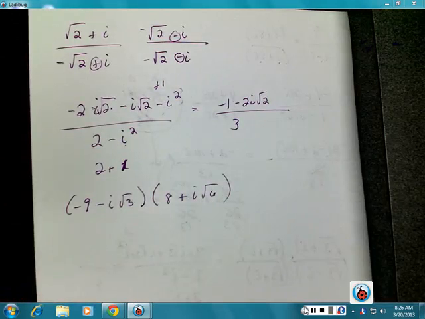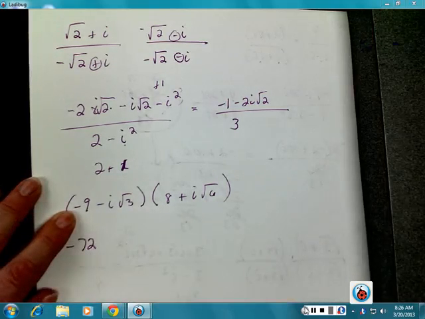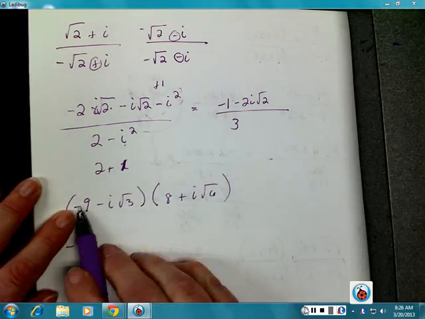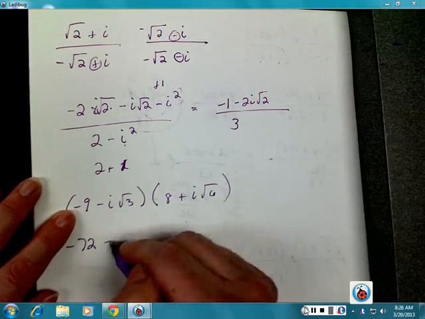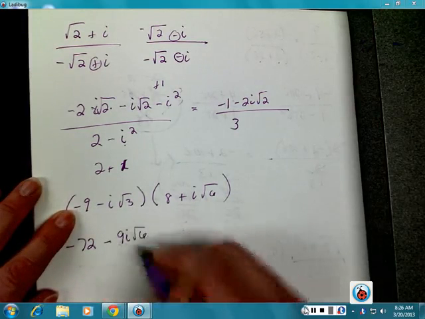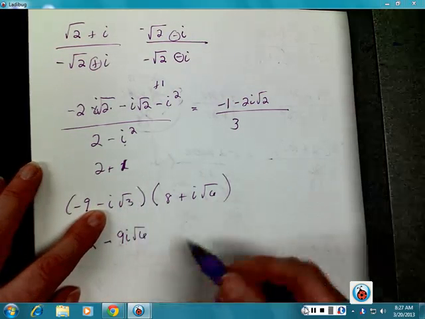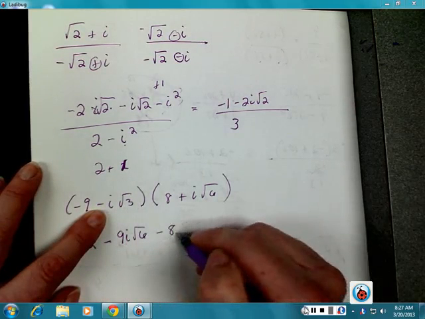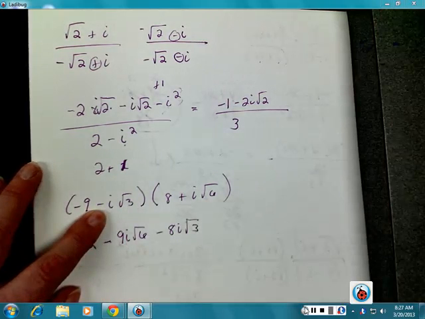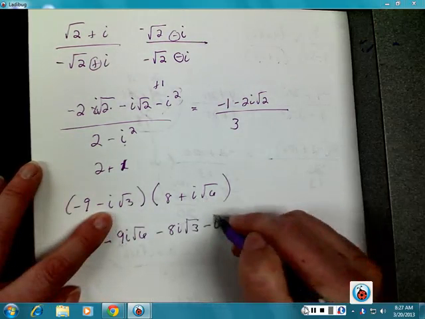So what in the world's going to happen to this thing? Well, it's kind of taken everything we've done and thrown it into one mix. Negative 9 times 8 is a negative 72. Negative 9 times i is a negative 9i the square root of 6. Negative i the square root of 3 times 8 is really a negative 8i the square root of 3. And last, negative i times a positive i is a negative i squared.